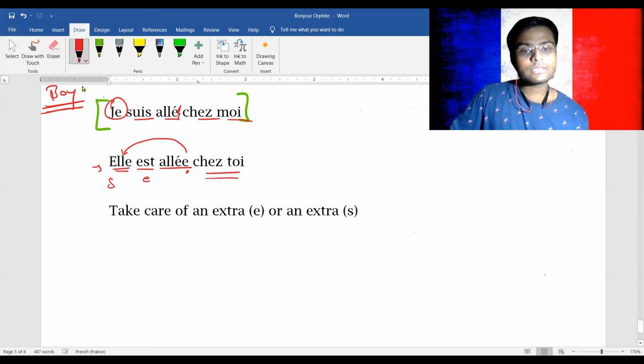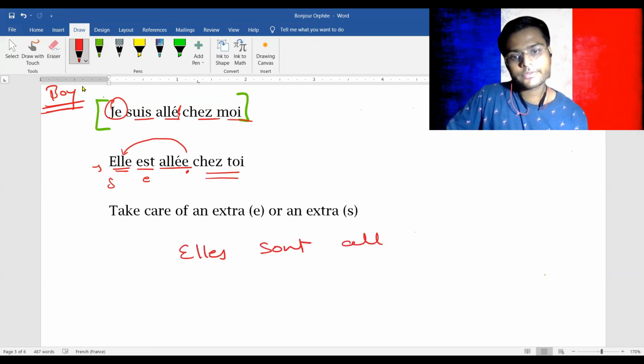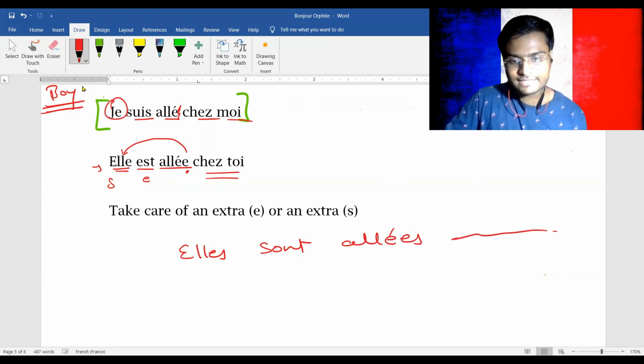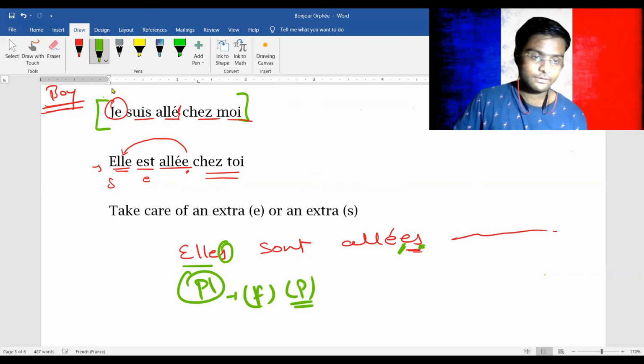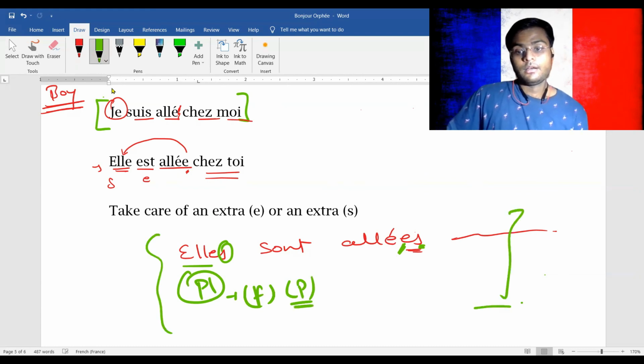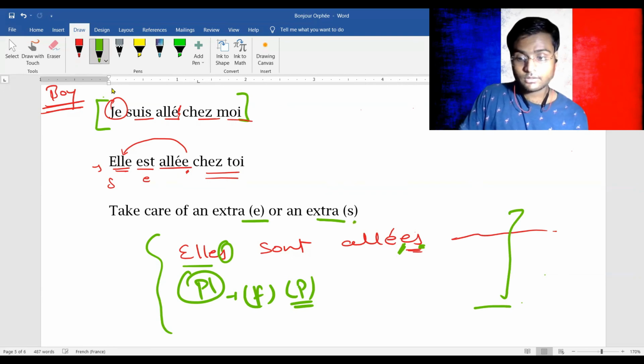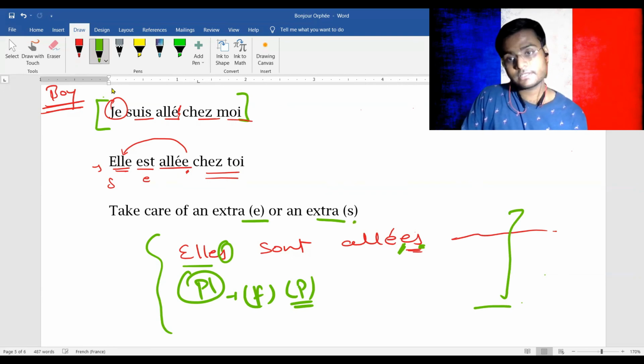Now suppose there is a sentence like this one, elles sont allées chez toi. Why is there an extra es? There is an extra e and s because it is plural. It is feminine and a lot of female people are there, so plural. So always take care of the extra e and s, otherwise you are going to lose marks in your TEF, TCF or DELF exams.